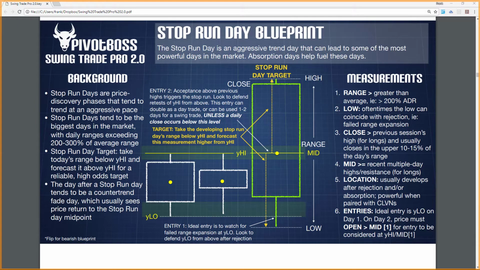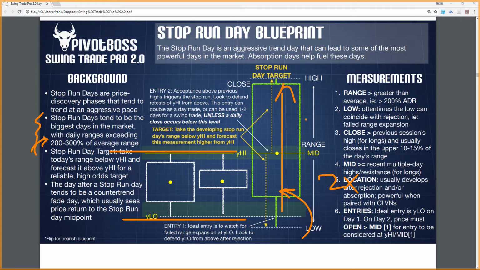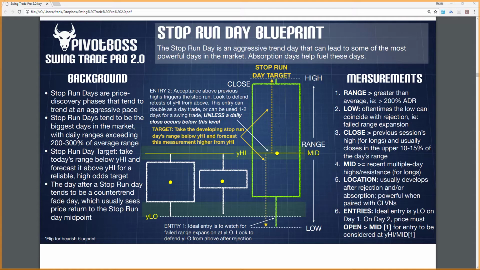Now, stop run days also tend to be the biggest days in the market. These are the days that have ranges exceeding 200 to 300% of average range. So if this is an average range over here, a stop run day will easily be 2 times the size of average, sometimes larger, 2.5 times, 3 times the size, or more. So these are the biggest days in the market. A stop run day is the biggest day in the market. So you want to be able to identify it. You want to be able to ride the coattails of that move, because more of a continuation could be ahead.